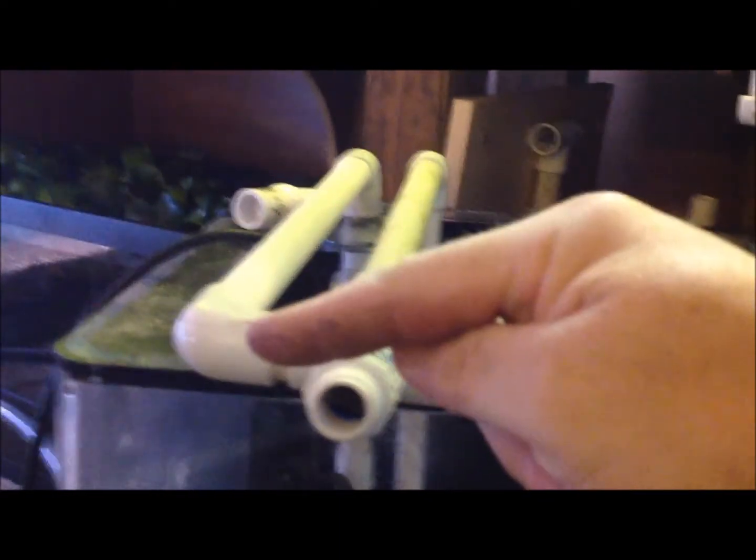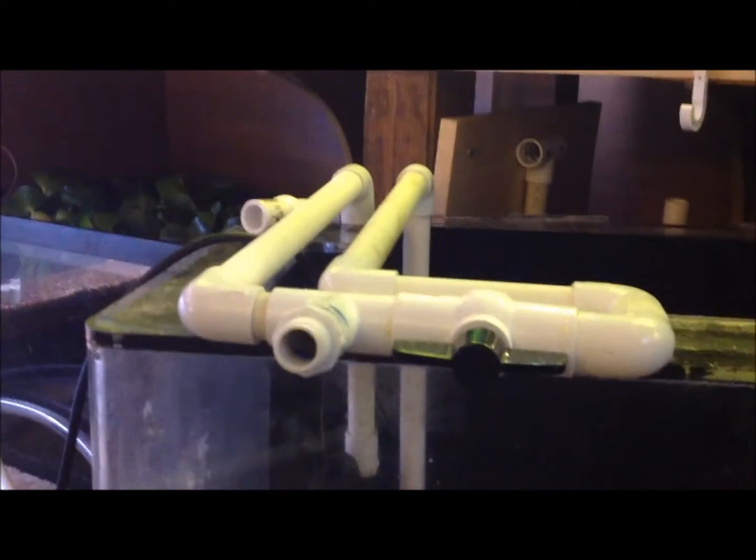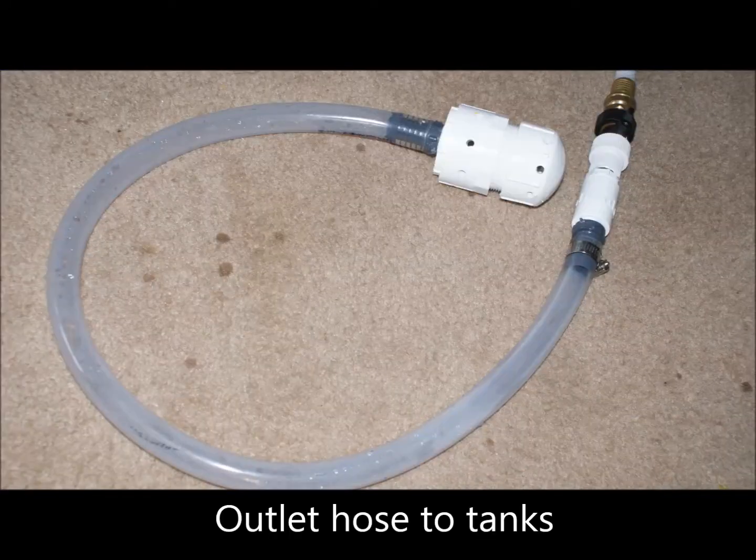Now that you have a basic understanding of how the system works, I'm going to show you what I use to get the water from the holding tank to my breeder tanks. It basically consists of a white hose that I bought at Walmart, a connector valve, which has another ball valve to control the flow of water back into the tanks.